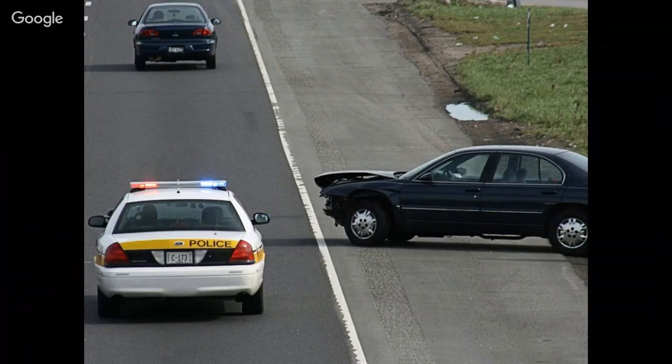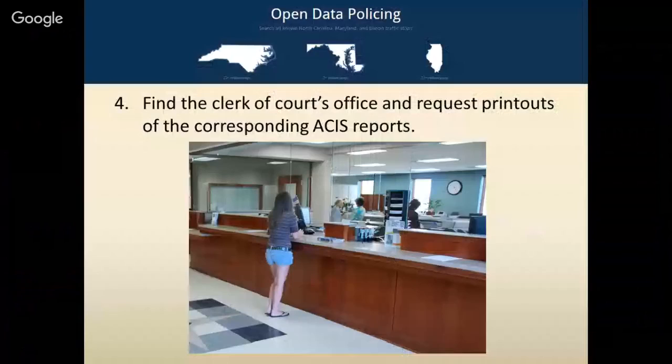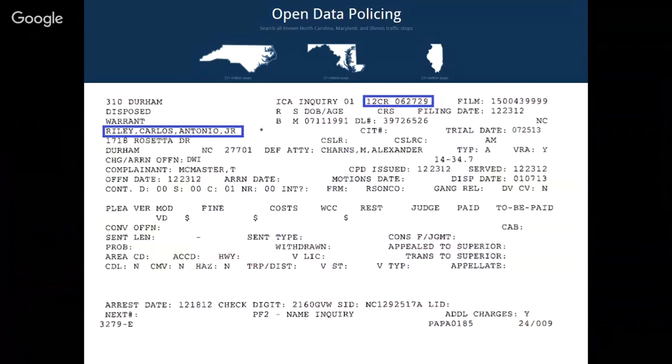After making a list of cases, find the clerk of court's office. Use your list to ask the staff to provide printouts of the ACIS reports for the cases. Within each ACIS report, there is a blank line towards the bottom that includes the shorthand ACCD for accident. If this field says N or is blank, the traffic stop should appear in the Open Data Policing database.